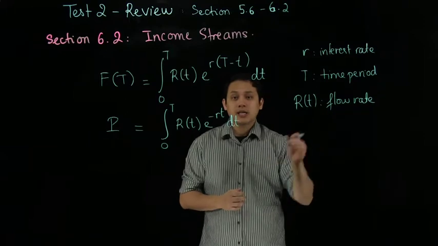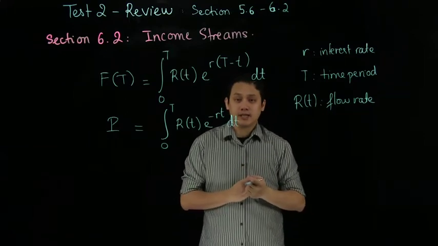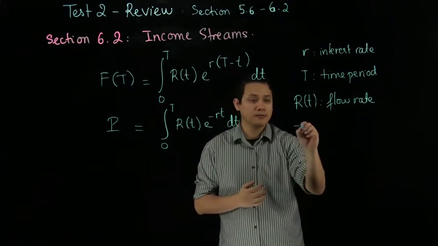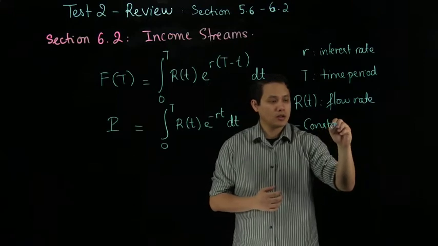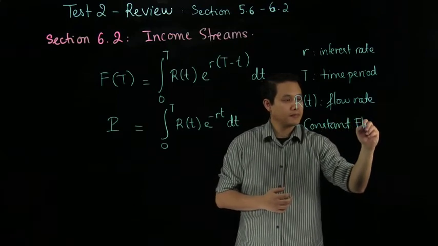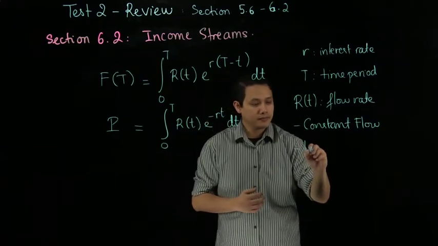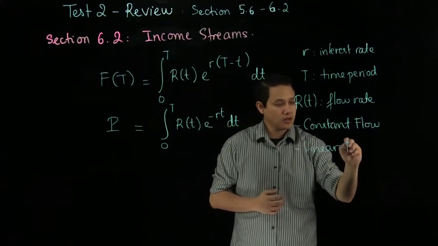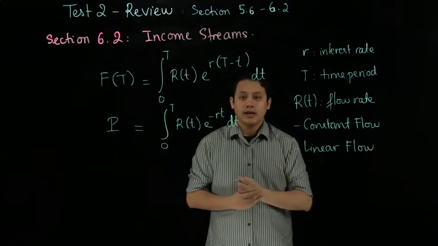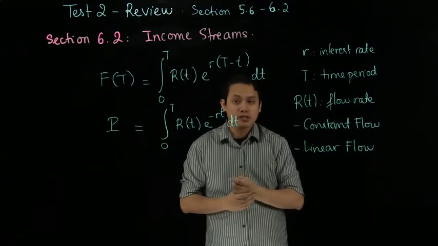So in flow rate, there are three types of flow rate. The first one is the constant flow. The second one is the linear flow. And the last one is the exponential flow.